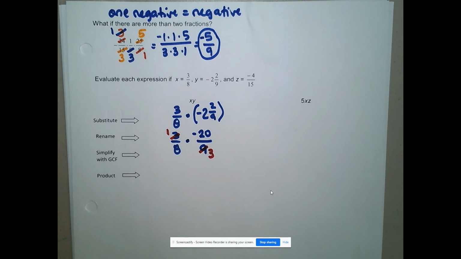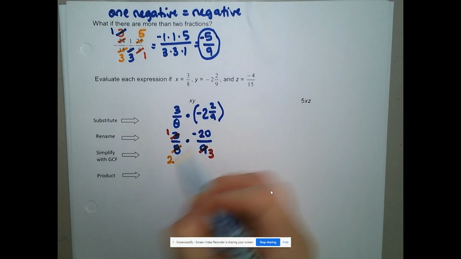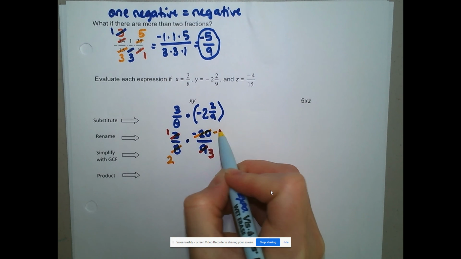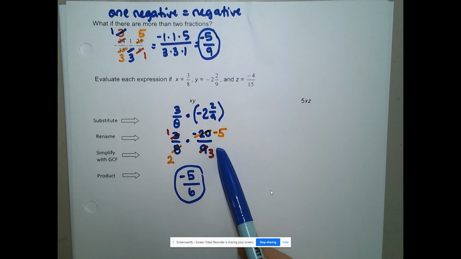8 and 20. While 8 does not go into 20, 8 and 20 are both divisible by 4. So 8 divided by 4 is 2. -20 divided by 4 is -5. I'm not going to write that middle step because I don't expect that you're going to always need to write that middle step. You can if it helps, though. 1 times -5 is -5. And in the denominator, 2 times 3 is 6. And you would be done. And your answer is in lowest terms because you put the problem in lowest terms.